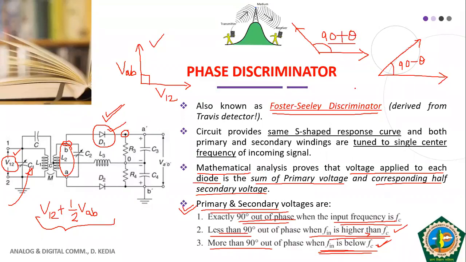I hope you have been able to understand. So we have to prove these things mathematically. First is the sum of these two voltages, primary and secondary, and then the phase relationship between your primary and secondary voltages depending on the incoming signal frequency with respect to our carrier frequency. So I have summarized the complete concept of your Foster-Seeley discriminator. Now we will see all these concepts one by one. I hope you will enjoy this. Next.